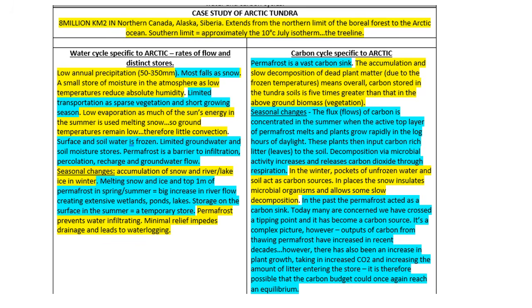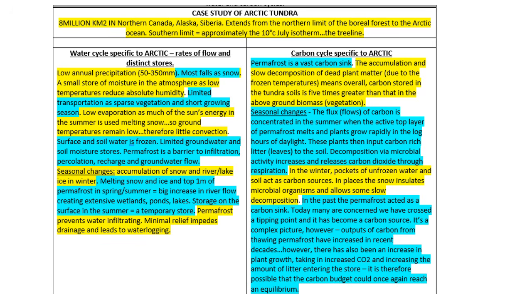Seasonally, in the winter we get a big accumulation of snow and ice, and then in the summer that snow and ice melts and the top metre of permafrost thaws out, which gives us a big increase in the amount of flowing water, a big increase in the water in the rivers and ponds and lakes, but all of it stays on the surface because the rest of the ground is frozen and it can't sink away, it can't soak away. So it becomes a temporary store of water on the surface.